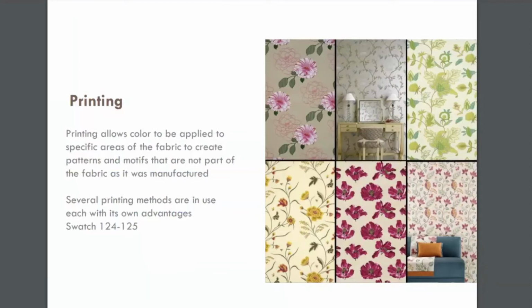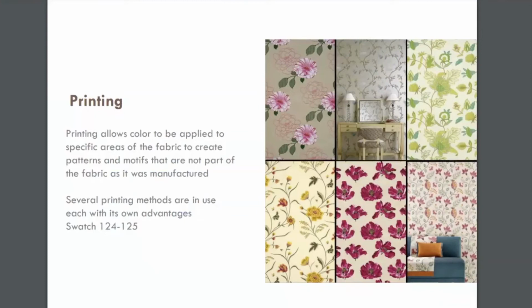In printing, color is applied to specific areas of the fabric to create pattern motifs that are not part of the fabric as it was manufactured. So unlike a stripe that was woven into a textile with different color yarns, we're going to look at stripes that were printed onto a textile. Several printing methods are used, each with its own advantages and some disadvantages. And so swatches number 124 and 125 in your textbook.